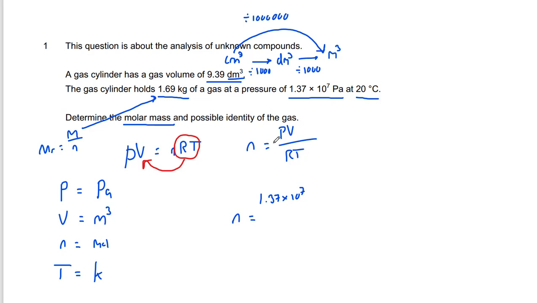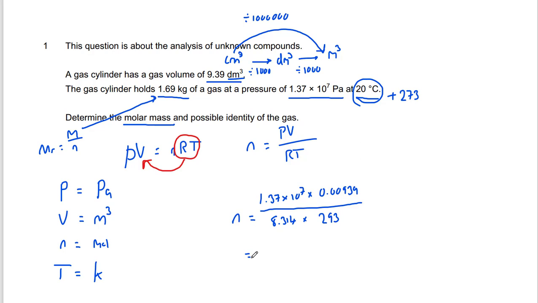So we take 9.39, divide it by 1,000, and plug that number in: 0.00939. And then we divide that by the gas constant, 8.314, multiplied by the temperature. Now again, the temperature is given in Celsius and will almost always be given in Celsius. You have to remember the standard conversion here is to add 273. So that gives me 293. And then we simply have to work that out on our calculator.